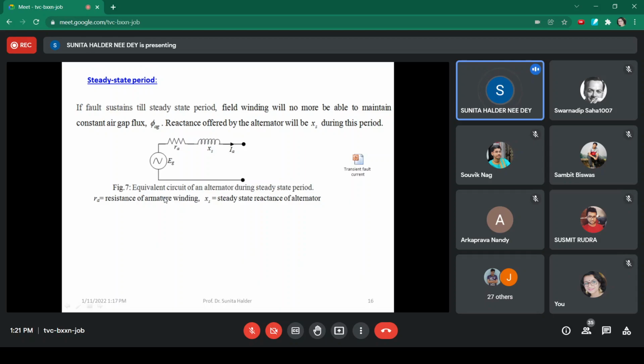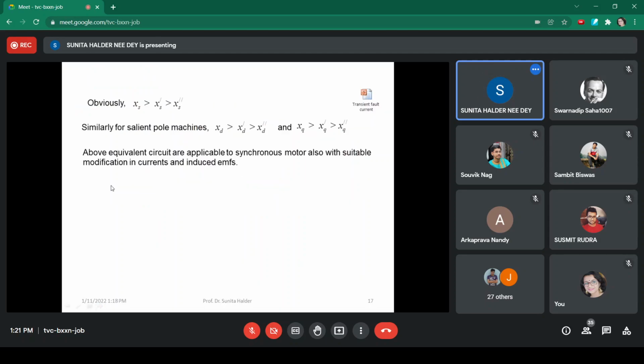So the alternator has three different representations during three different periods during a fault. During the subtransient period, the reactance will be XS double dash. During transient, XS dash. During steady state, XS. For the cylindrical rotor it is like this; for the salient pole, it will be Xd dash, Xq dash, Xd double dash, Xq double dash, Xd and Xq. I hope you have understood this one. Any doubt?